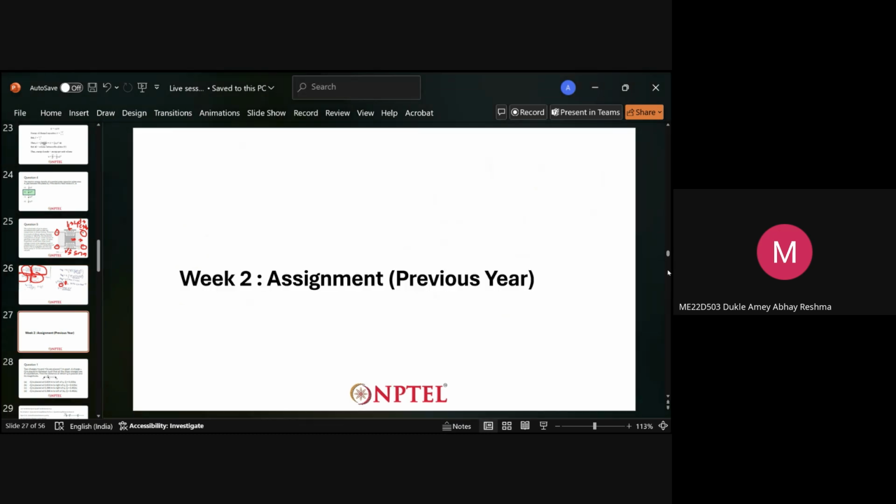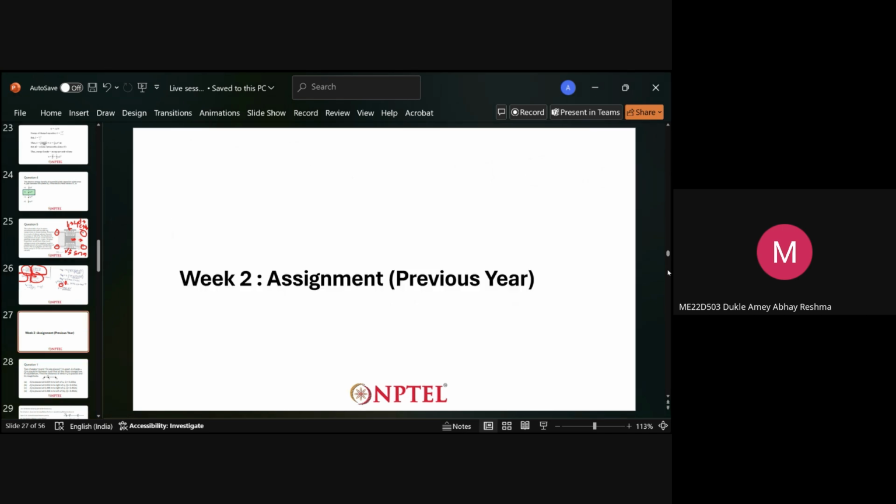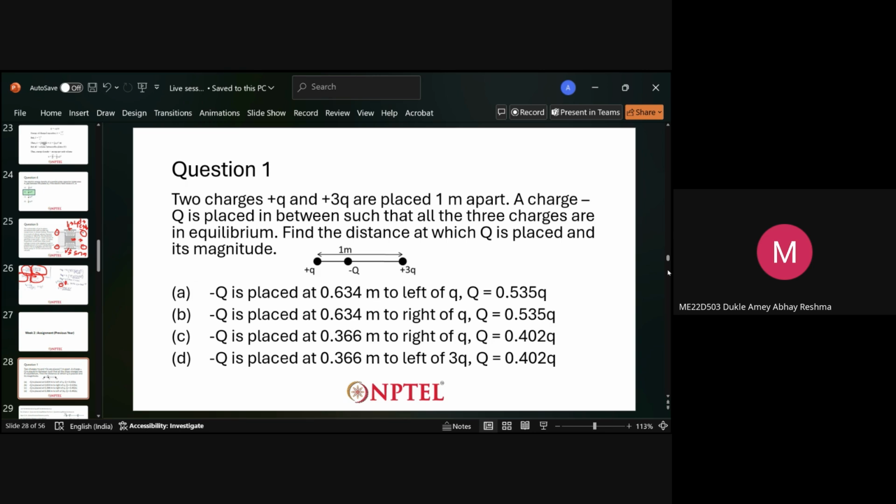Okay, since I'm not getting any response from inside, this is the assignment that was asked last year. So this is the previous year assignment. Here we have two charges, one is Q1 and 3Q, placed one meter apart. These are like charges, so these will repel each other.